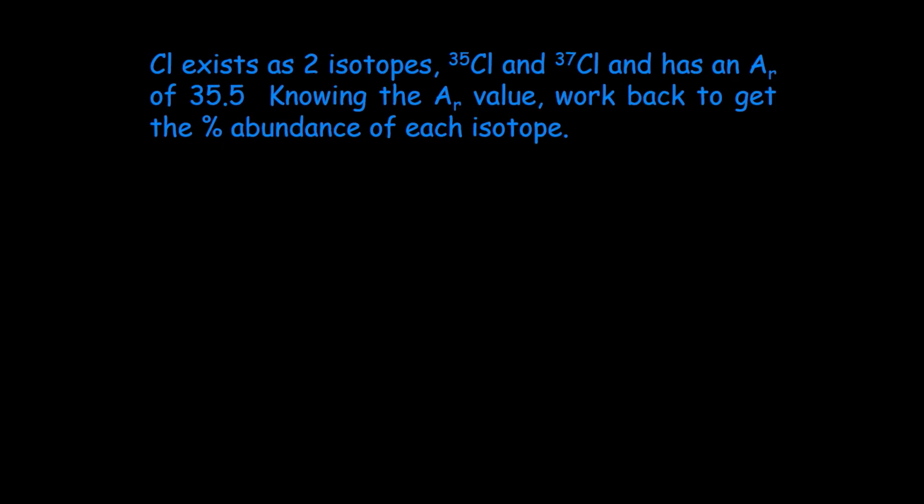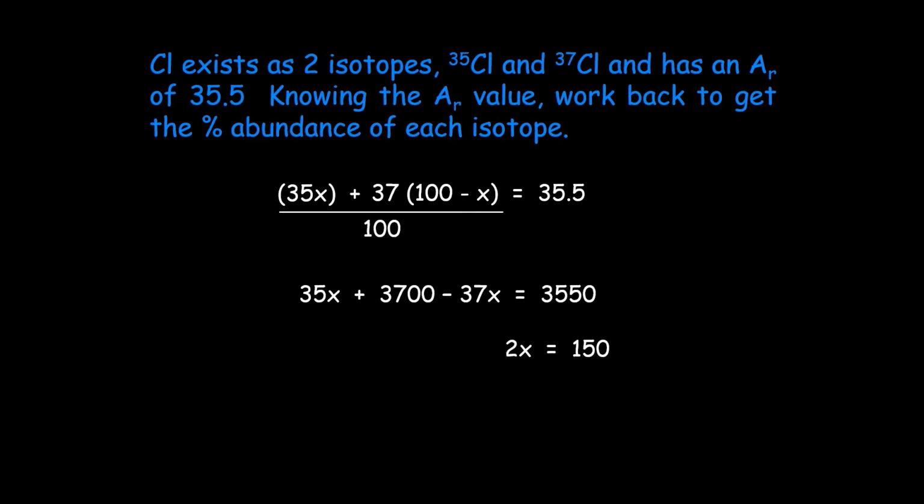So this time we're going to work out the percentage abundance of each isotope. So it's going to be 35x plus 37 times (100 minus x), all over 100, equals 35.5. And then just solve that. So we find 2x is 150. If x is 75, then the other value must be 25%.